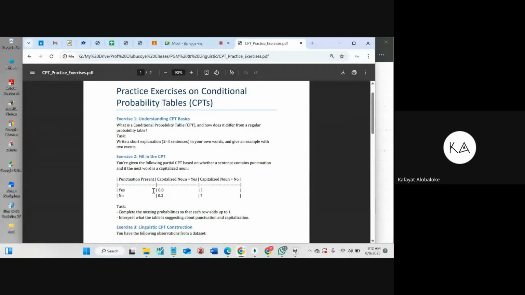Yes, I do. 0.8. And in this case, the probability that a capitalized noun is next, that's what the yes here is telling us, given that there is no punctuation mark before that noun. Is that clear? Yes, it is clear. Okay, so do you want to answer this for us?